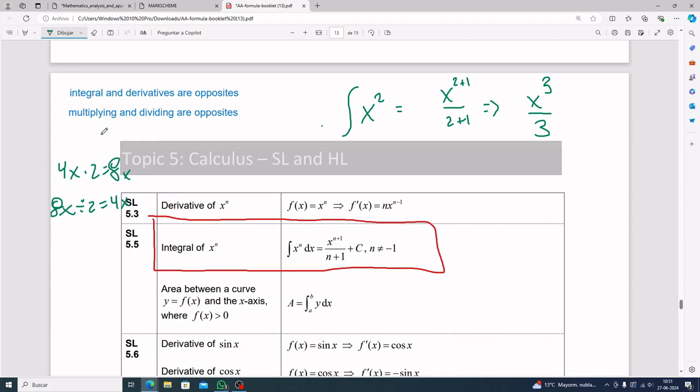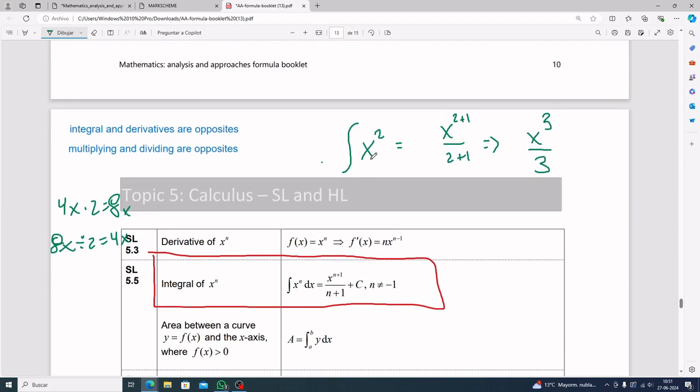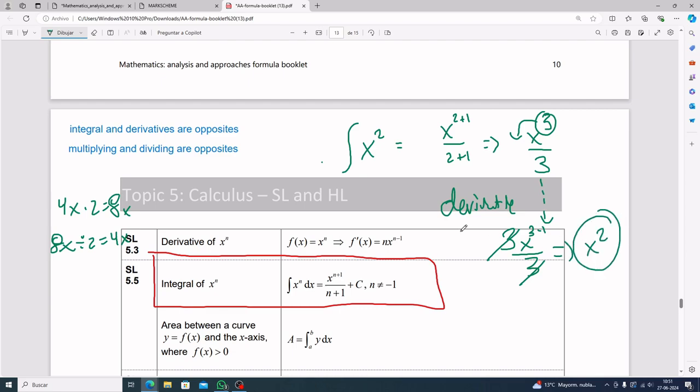Multiplying and dividing are opposites, and integrals and derivatives are the same. So if you do the integral of x squared, you end up with x to the power of 3 divided by 3. But if now you do the derivative of this guy here, you end up with the 3 going back out in front. So you end up with 3x to the power of 3 minus 1, divided by 3. The 3 goes away with the 3, and you end up with x squared. So, interesting: integrals and derivatives are opposites.